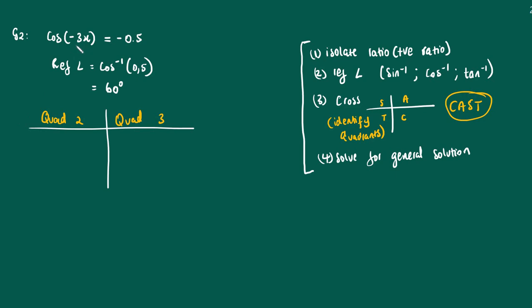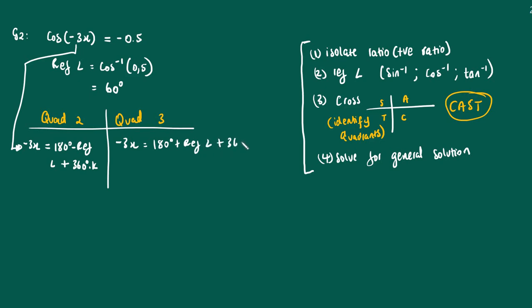Then you take whatever is here. Remember, you're going to rewrite it, negative 3x. You say it's equal to quadrant 2, which is going to be 180 degrees minus the reference angle. I'm just writing it like this. I know you are going to have space, I just do not have some space. Then here you say 360 degrees times k. On the other side, it will be negative 3x is equal to quadrant 3, it's 180 plus, isn't it? So it will be plus the reference angle, then plus 360 degrees times k.